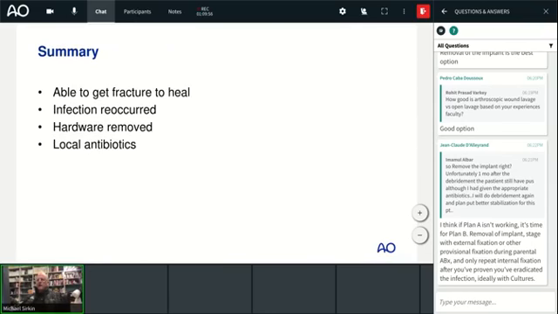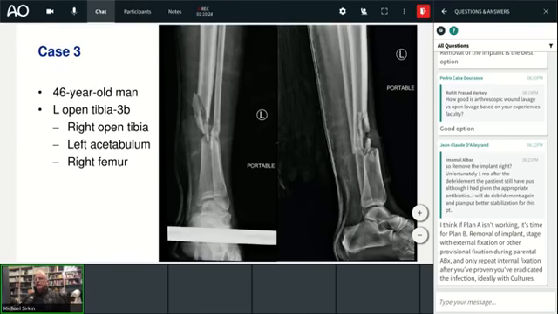So the thought process here is able to get the fracture to heal. The infection reoccurred, and then we removed the hardware and used local antibiotics. So again, same treatment algorithm as in the first case, but in this case, our infection reoccurred, mandating that we had to take out his hardware. But it was much easier to deal with the infection the second time than if we had taken out all the hardware with an adequate reduction the first time. So let's move on to the next case.